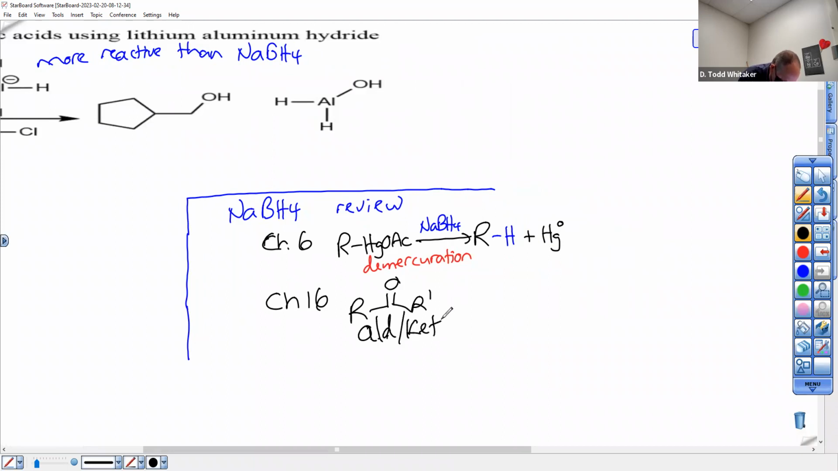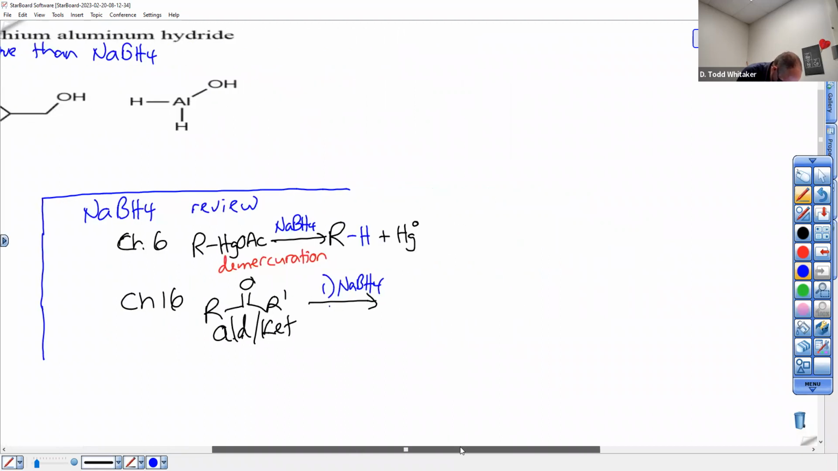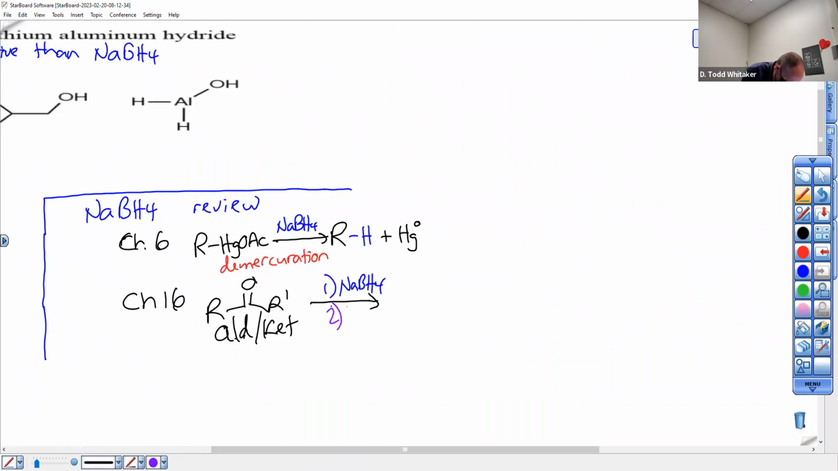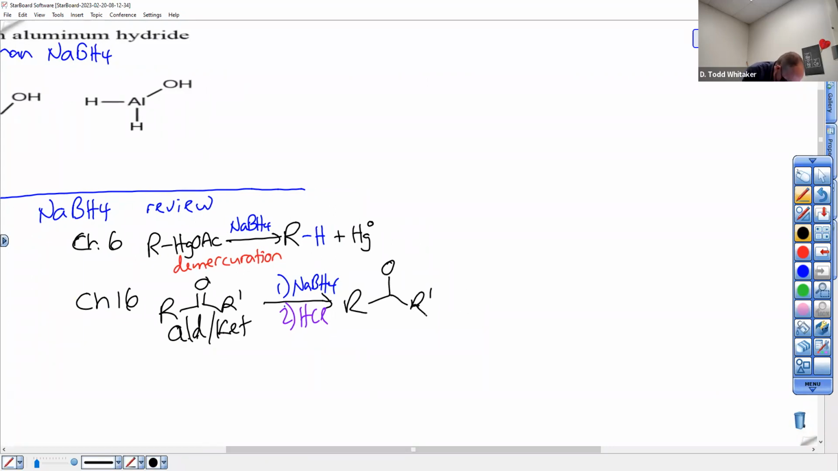Aldehyde or ketone. One of those R's would be an H if it was an aldehyde. And use NaBH4 followed by HCl. And you get your R, your C, and your O. And you get your new H here, and your new other H over here. And you get alcohol.